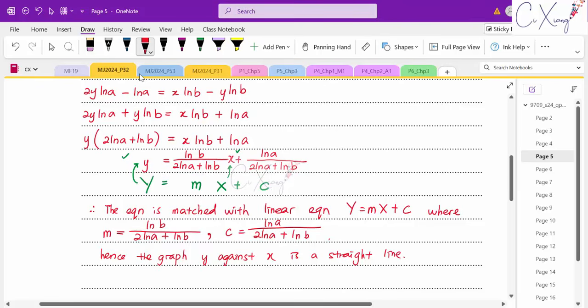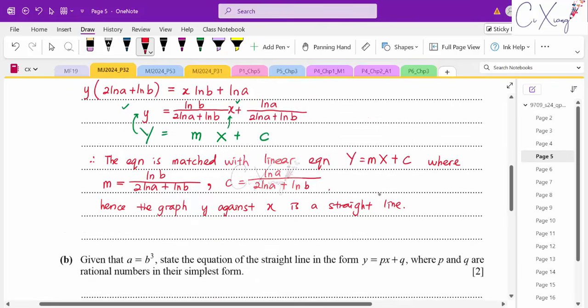Just try to make a simple statement where you compare your answer with y equals mx plus c, and you can see they are matching. Alright, so therefore this particular equation is actually a linear equation, or a straight line. Okay, then let's continue to the next part, part B.